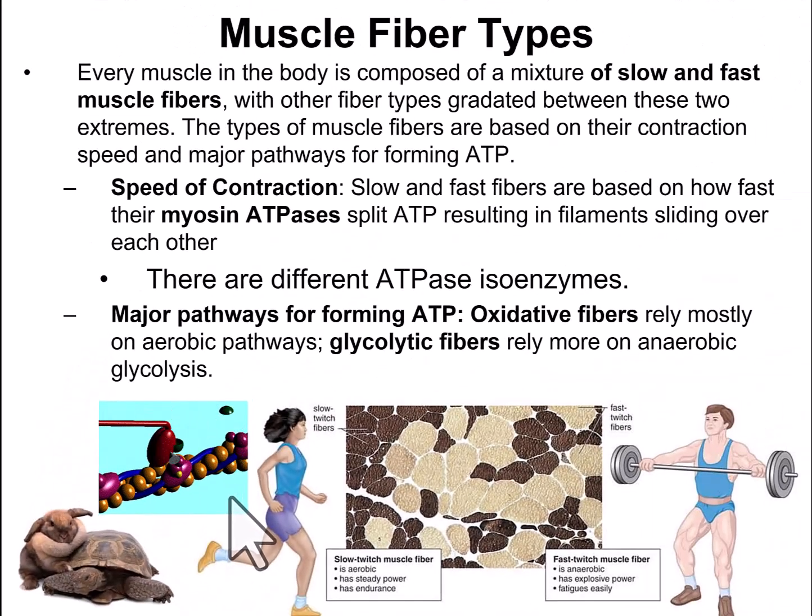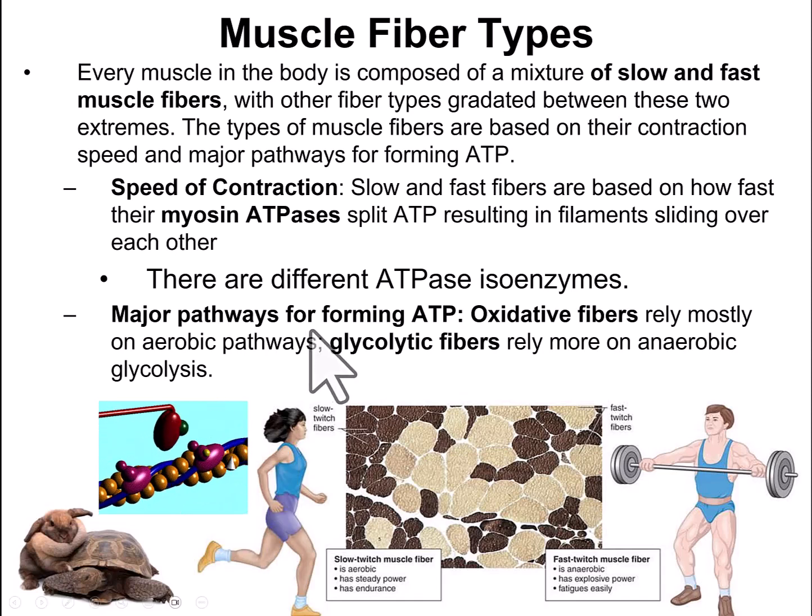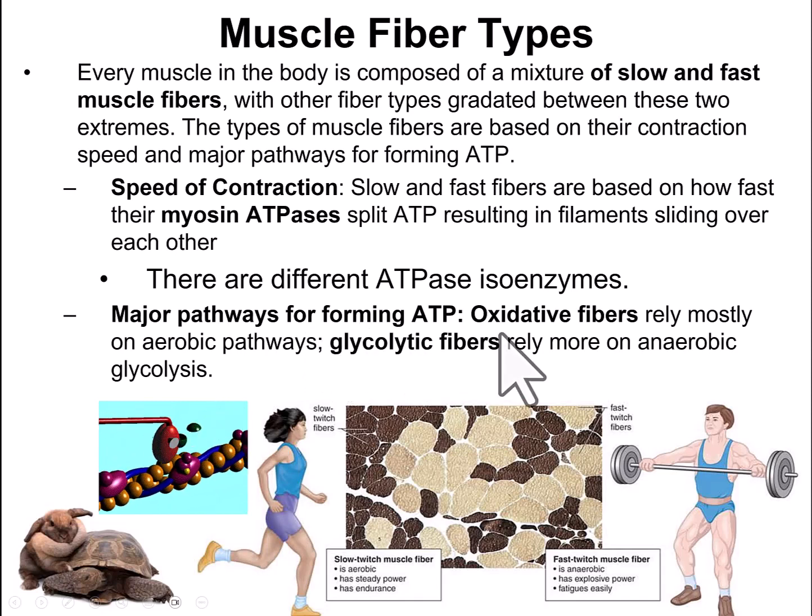Well, fast twitch fibers have a faster ATPase that splits ATP quickly to cock the head back quickly. Slow twitch fibers have a slower ATPase, so it doesn't break the ATP down as quickly, which means the head's not going to be cocked back as quickly. So that's the first major difference. The second major difference is a major pathway for forming ATP. We have oxidative fibers that rely mostly on aerobic respiration. These are your slow twitch fibers. And we have glycolytic fibers that rely more on anaerobic respiration or glycolysis.